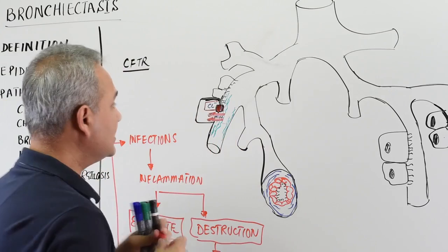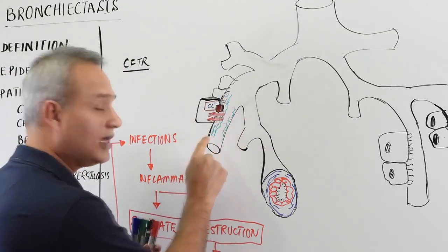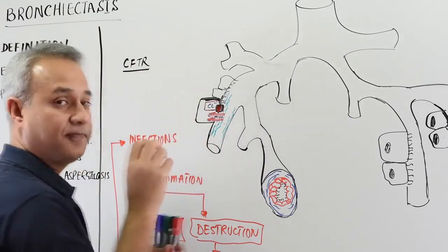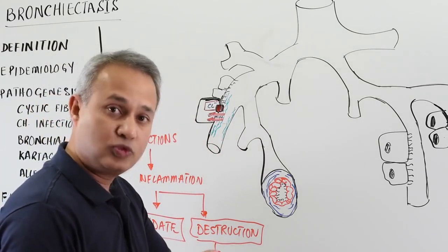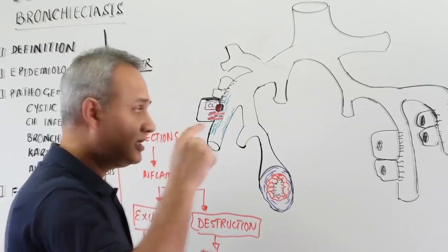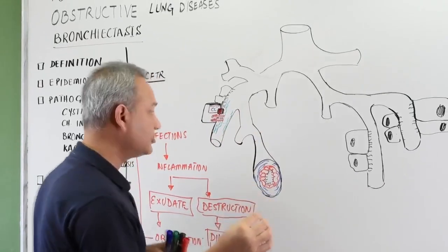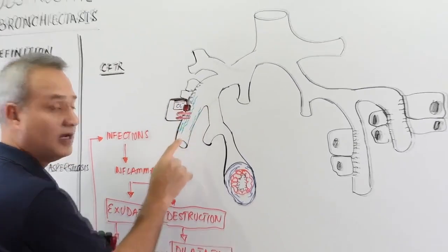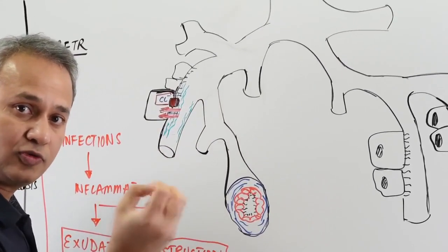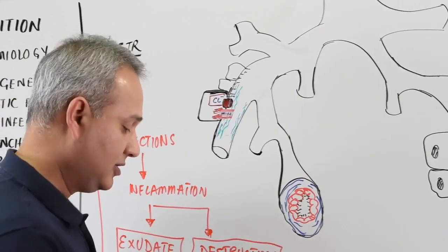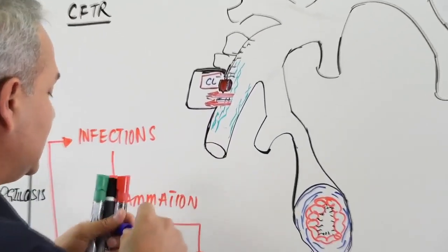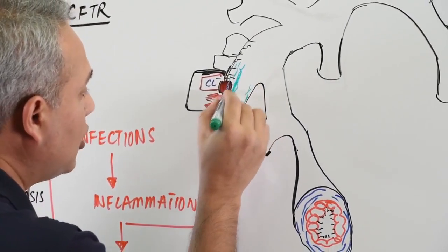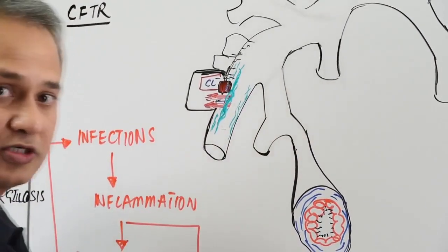The result of that is that this is isotonic fluid. When CFTR is defective, the sweat will become hypertonic. We will discuss that in the CFTR lecture or cystic fibrosis lecture. Here, please remember, this secretion is isotonic because sodium and water are both reabsorbed. However, the problem is that this secretion has now become thick. Why? Because of the extra reabsorption of water and sodium.